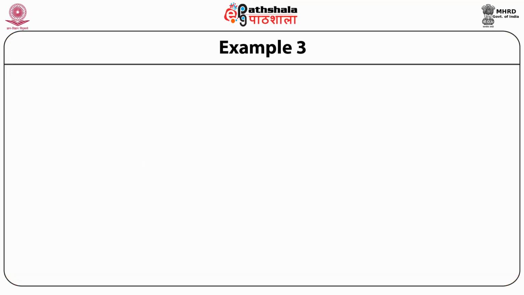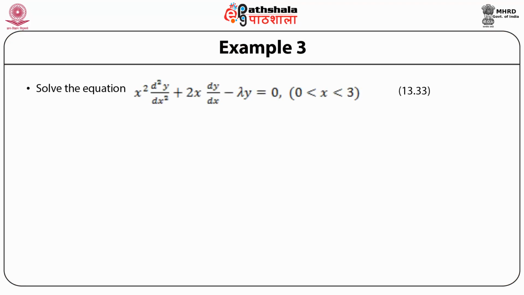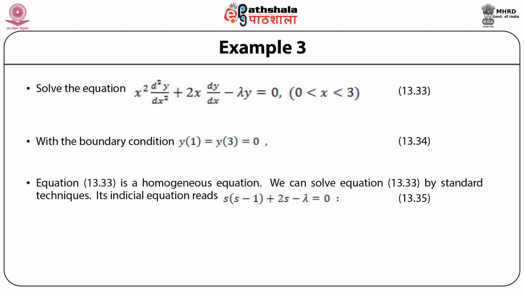We now use a different equation to illustrate the solution. Consider the equation x squared d2y by dx squared plus 2x dy by dx minus lambda y is equal to 0, where x lies between 0 and 3, and we have the boundary condition that y is given at one point in the boundary, y1, which means at x equal to 1, and at the point 3, y of 3 is equal to 0. The equation is a homogeneous equation.